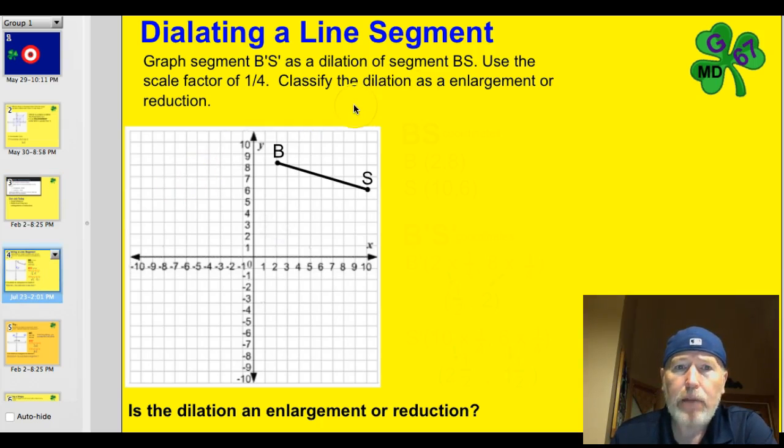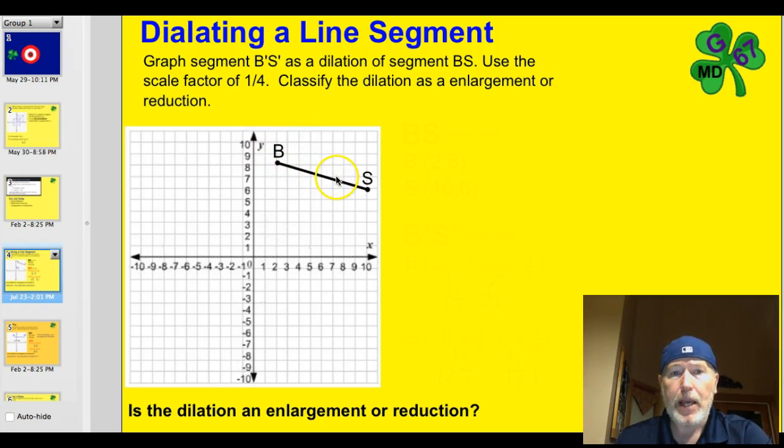Let's just dilate a line segment. We have to graph segment B prime S prime as a dilation of segment BS. Use the scale factor of 1/4. Classify the dilation as an enlargement or a reduction. Part of my training tonight is to get you used to some of this language, so let's cut through it.